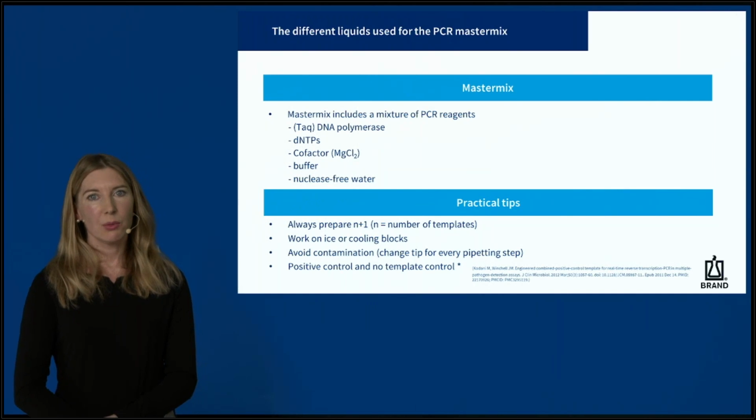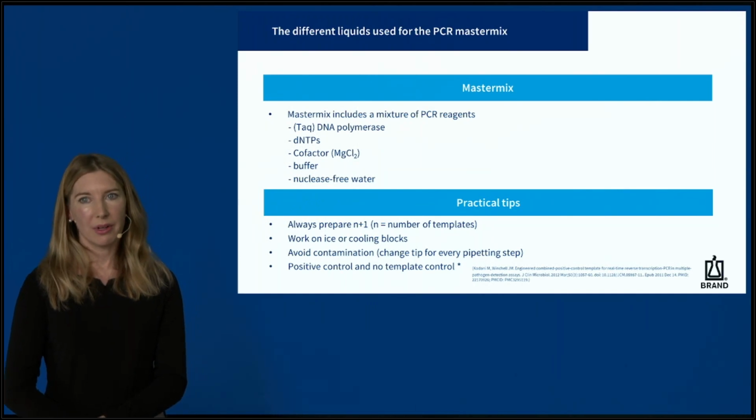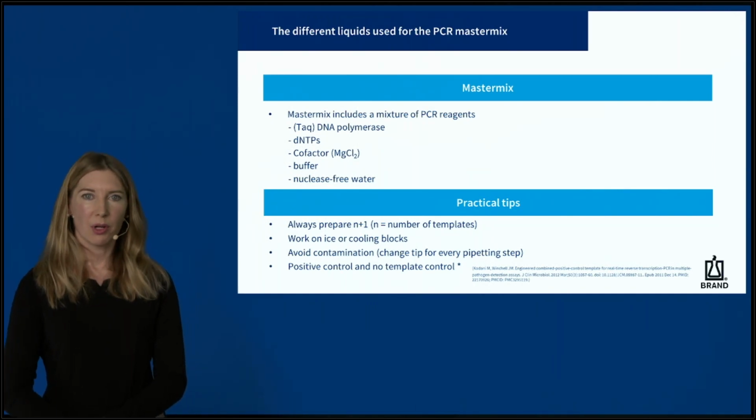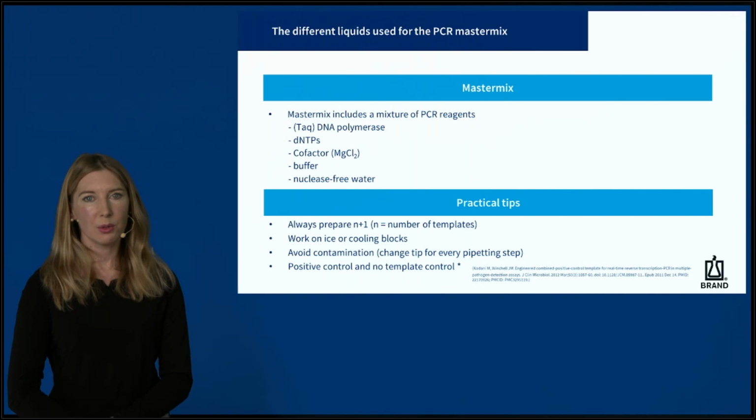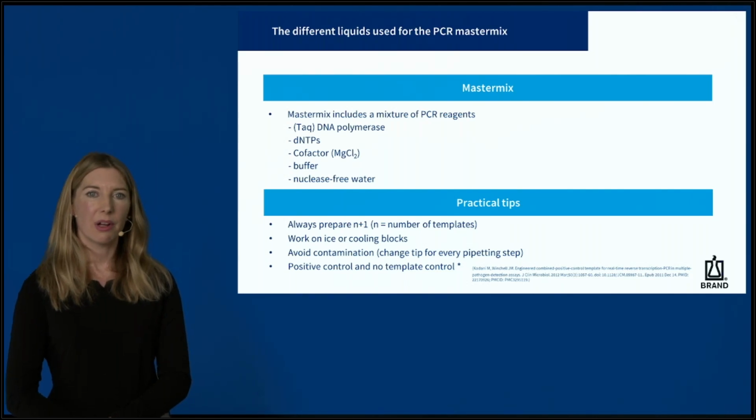The master mix includes the thermostable DNA polymerase, most commonly the Taq polymerase, a mix of the 4 different dNTPs, and a cofactor for the DNA polymerase, usually magnesium chloride. Furthermore, it contains a buffer which provides a suitable chemical environment for the DNA polymerase. A master mix minimizes sample-to-sample and well-to-well variation and improves reproducibility.